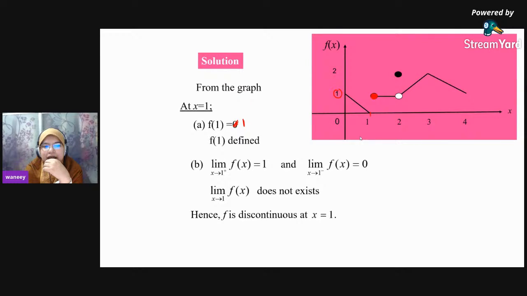Therefore, f is discontinuous at x equal to 1. Why? Because the second condition is not satisfied. So we have 3 conditions over there. The first one, f of 1, needs to be defined first. And the limit needs to exist before we can do the third conclusion. So since the second one is not satisfied, then it is discontinuous.